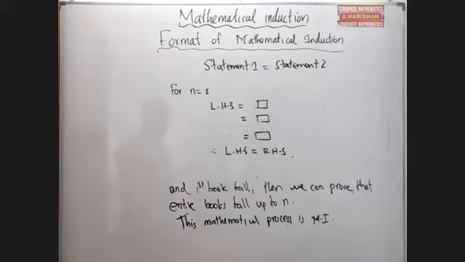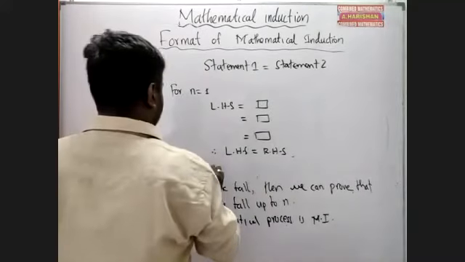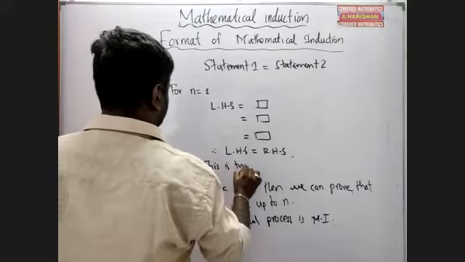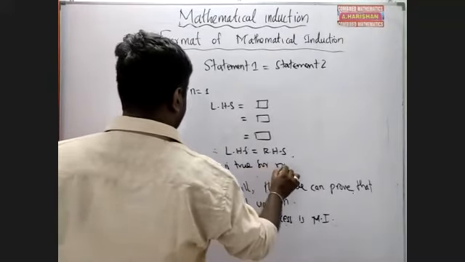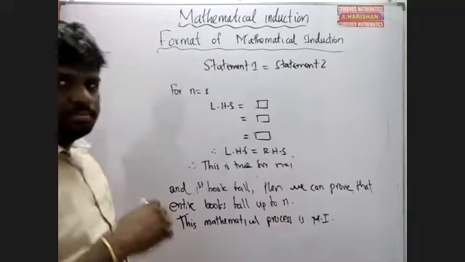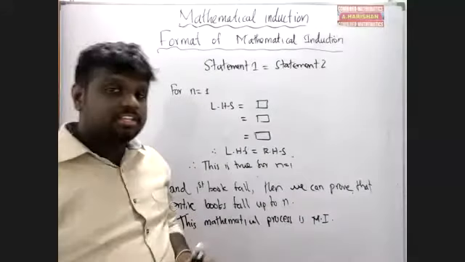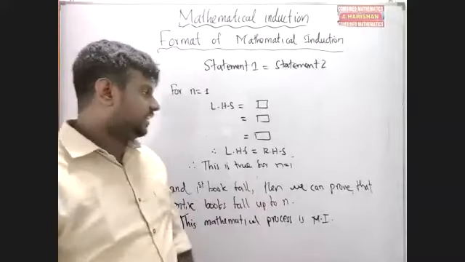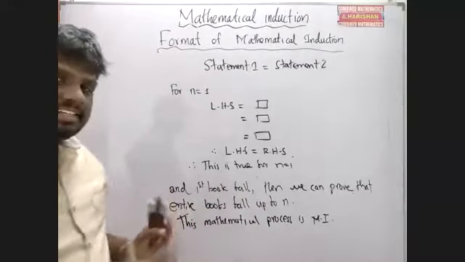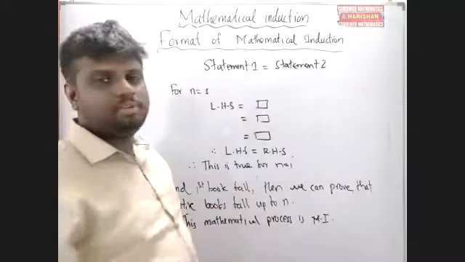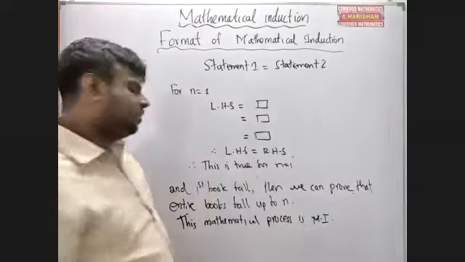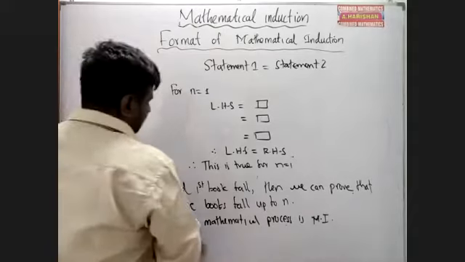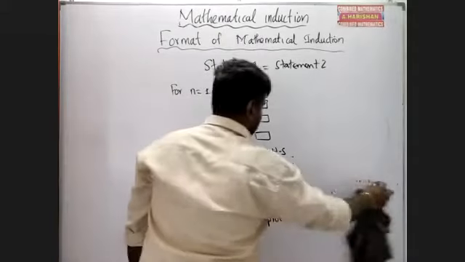Hope you are writing. So you have to say this is true for n equals 1. That means you have proved that the first book is falling. So now you have to prove that consecutive books are falling. So then that means that consecutive can fix any place up to n. So you can say all the books are falling.